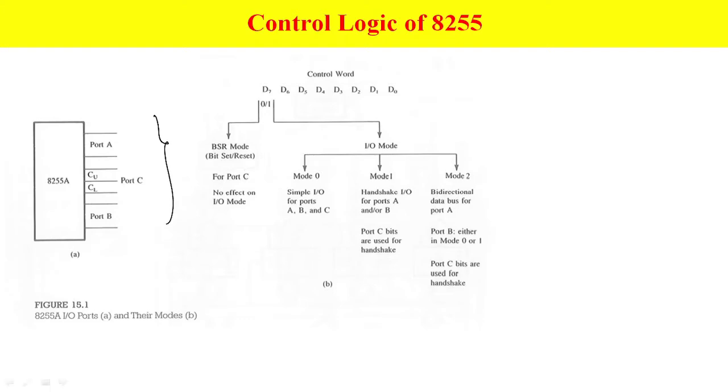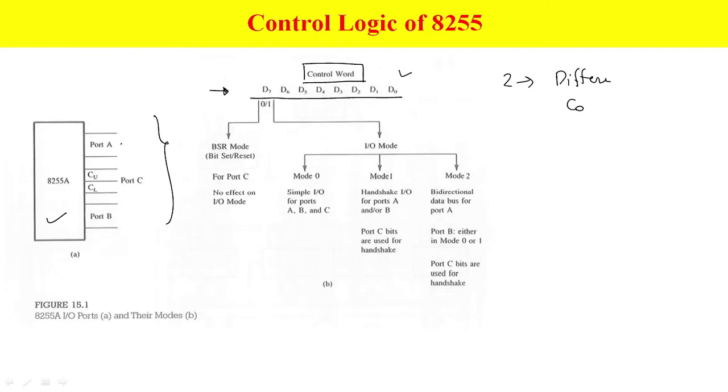Next is the block diagram: port A, port B, and port C. I told you about the control word. This is basically an 8-bit register. You can program this register, or change the mode of your 8255 PPI, by changing its bits to either 1 or 0. Basically it works in two different modes. You can select these modes with the help of this control word register, which is an 8-bit register.